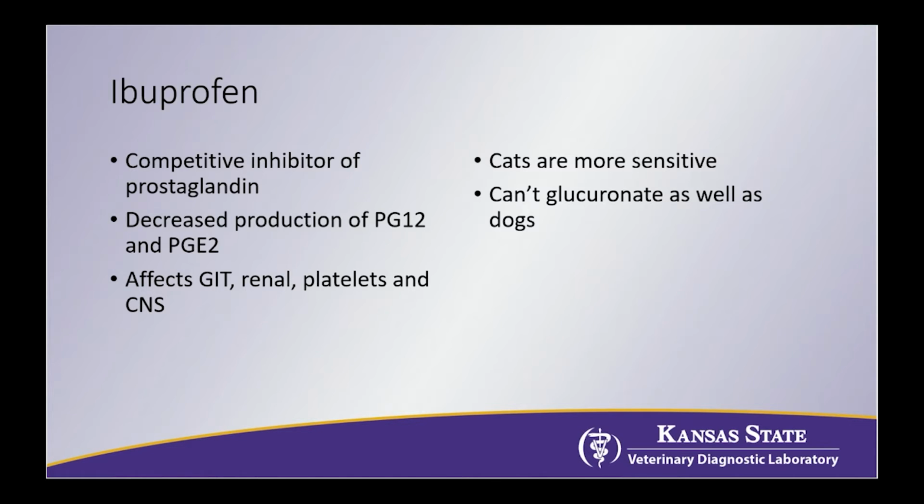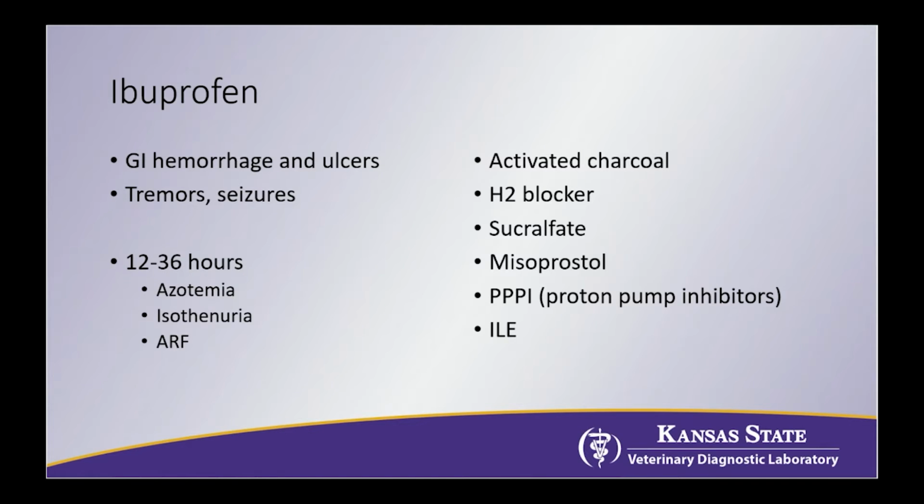Cats are more sensitive. Again, they don't glucuronidate as well as dogs, so we can potentially see more issues in cats at a lower dose than we do in dogs. The clinical signs, depending on the dose and the time span, include GI hemorrhage and ulcers. Tremors and seizures can also be induced by ibuprofen exposure. Some of the clinical sequelae of exposure, especially at a high enough dose to cause problems, are within 12 to 36 hours, we'll see azotemia, isosthenuria, or potentially even acute renal failure.